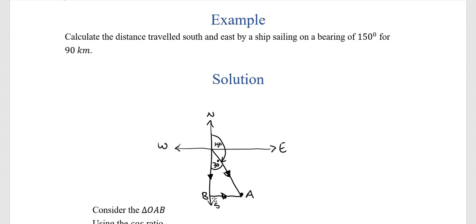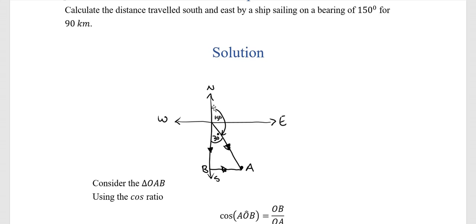And what we're doing here is we're drawing out the bearing of A. So the bearing of A from a point is 150 degrees. So this is it here. And what we're going to do now is recognize that this means it's 30 degrees with the south direction. So what I'm going to do now is consider triangle OAB, and O is basically the origin here.